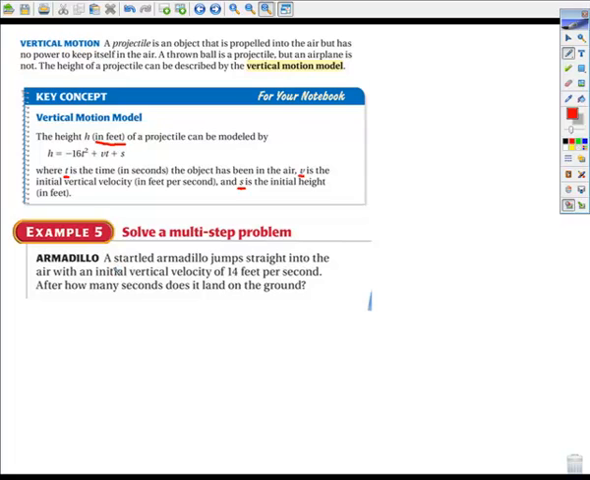We have a startled armadillo jumping straight into the air with an initial vertical velocity of 14 feet per second. After how many seconds does it land on the ground? So my height is negative 16t squared, that's standard, plus the initial vertical velocity is 14, so 14t, plus it says that he's on the ground. So it doesn't say that he's on a stump or anything, so we're just going to say plus 0. So now to solve this, I want to know when he's back on the ground, so I set it equal to 0.